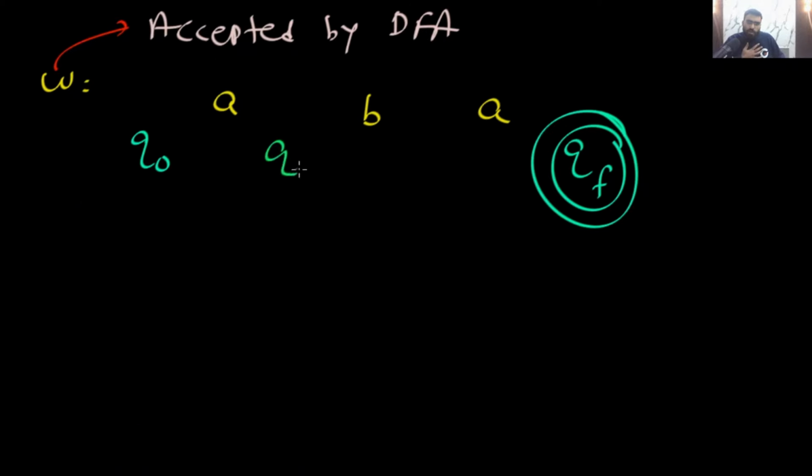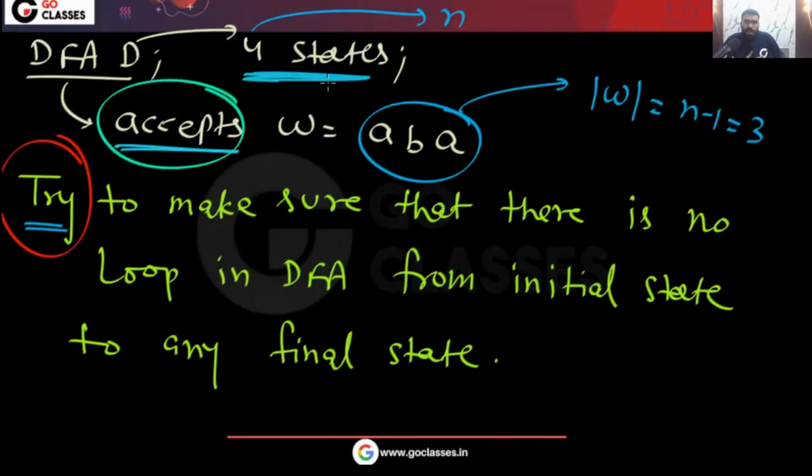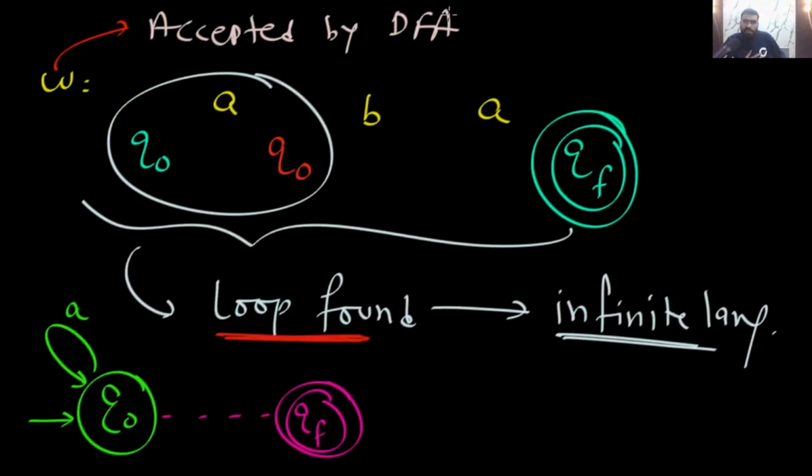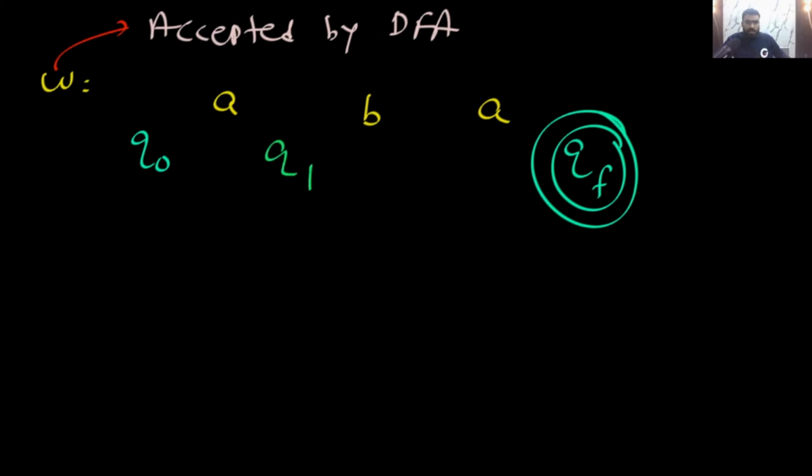Okay, no problem. Let me take Q1, because I have 4 states. In this DFA, there are a total of 4 states, so I can use Q1. There is no problem.